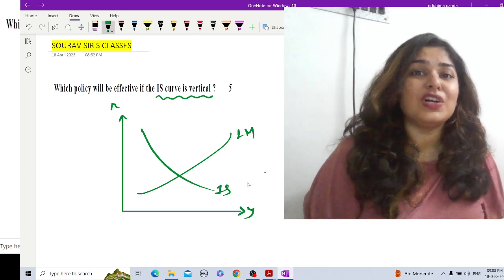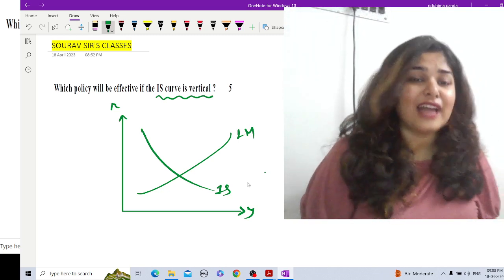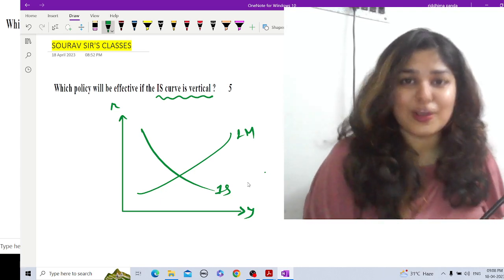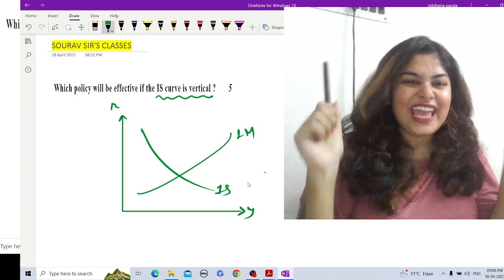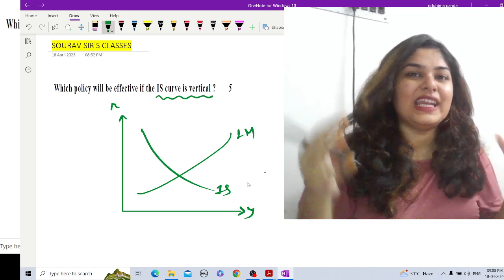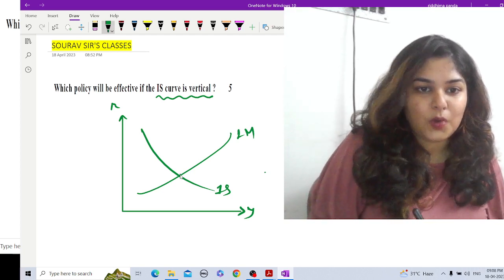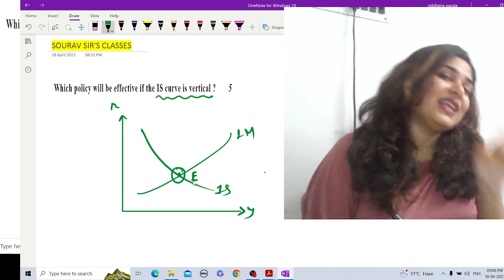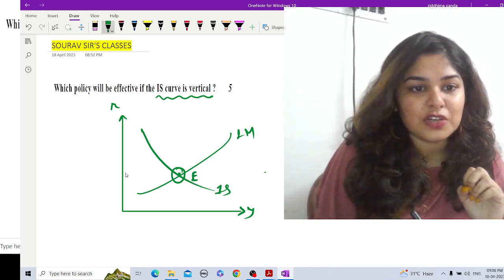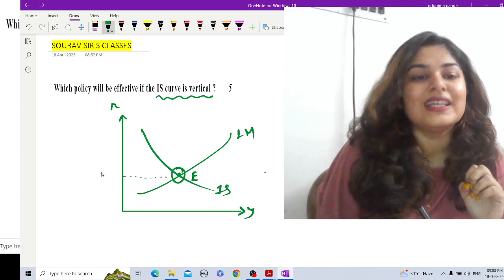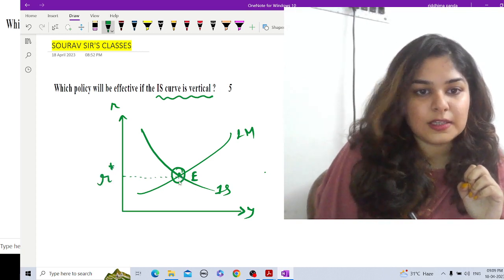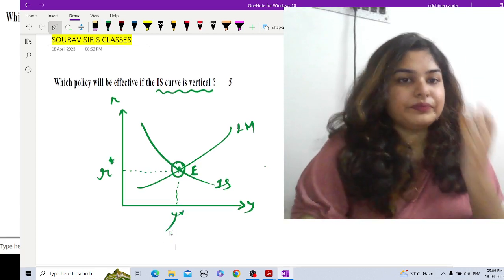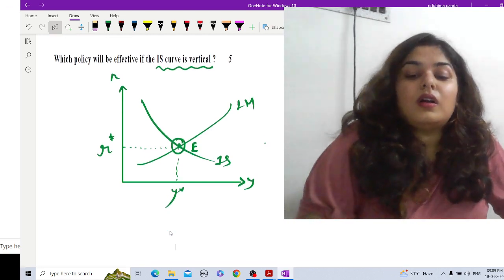Similarly, the LM curve is the money market equilibrium, which says that any point on the LM curve shows that the demand for money is exactly equal to the supply of money. Bringing the LM and IS curves together means both markets are in equilibrium together, that is at point, say, E. Point E shows where both the money market and the commodity market are in equilibrium, at the equilibrium rate of interest, say R star, and Y star.